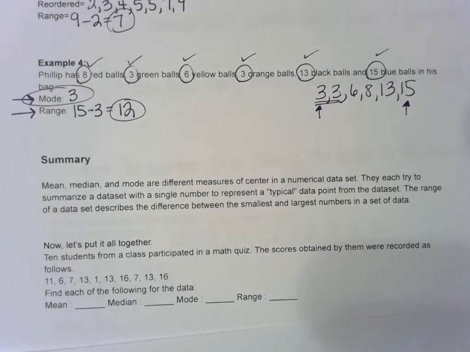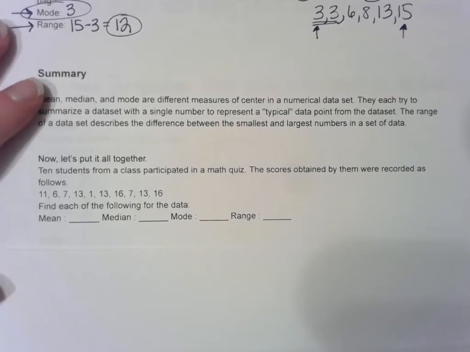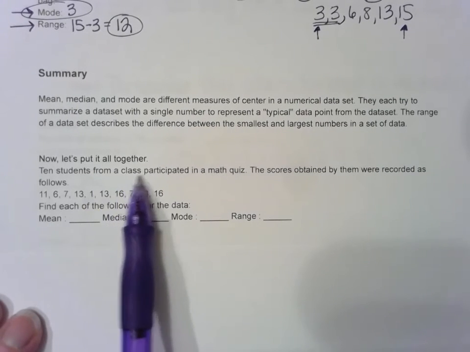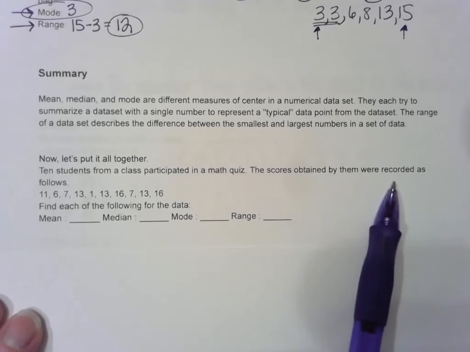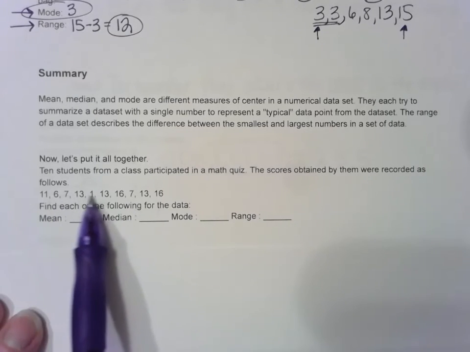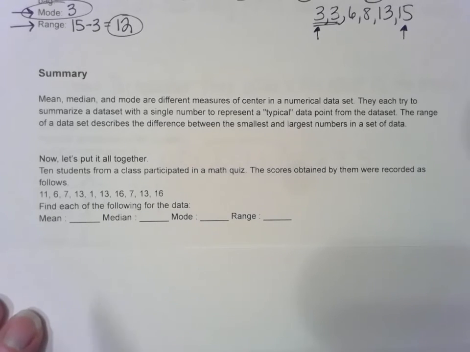Lastly, we're going to try to put it all together. So in this very last problem, it says 10 students from a class participated in a math quiz. The scores obtained by them were recorded as follows. And here are the math scores. Hopefully there wasn't more than 16 questions on there, because otherwise they would have done very poorly.